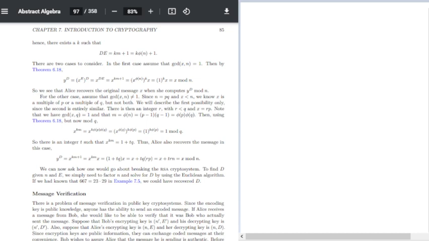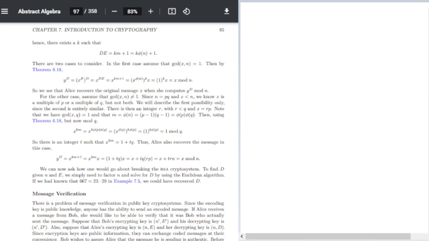We can now ask how one would go about breaking the RSA crypto system. To find d given n and e, we simply need to factor n and solve for d by using the Euclidean algorithm. If we had known that 667 is equal to 23 times 29 in example 7.5, we could have recovered d. Message verification. There is a problem of message verification in public key crypto systems.